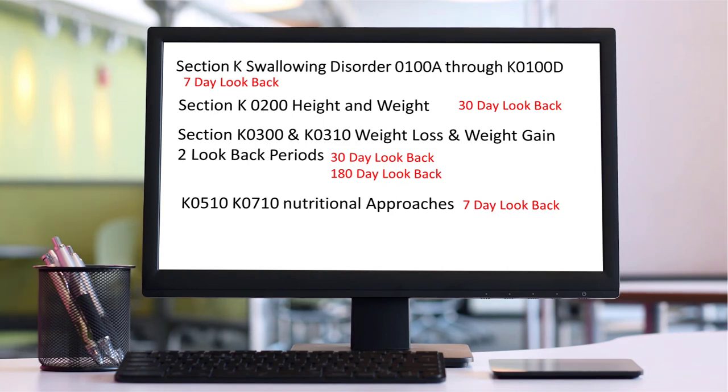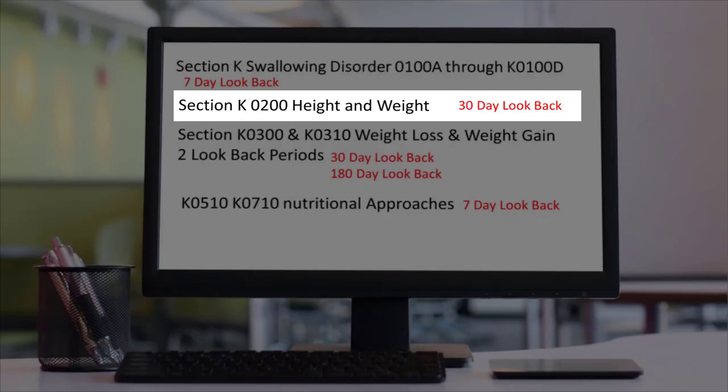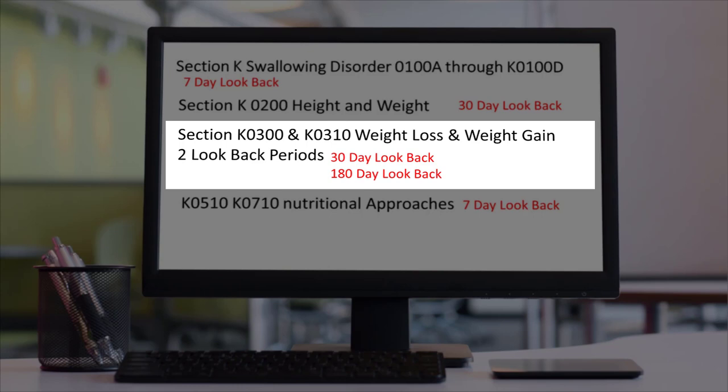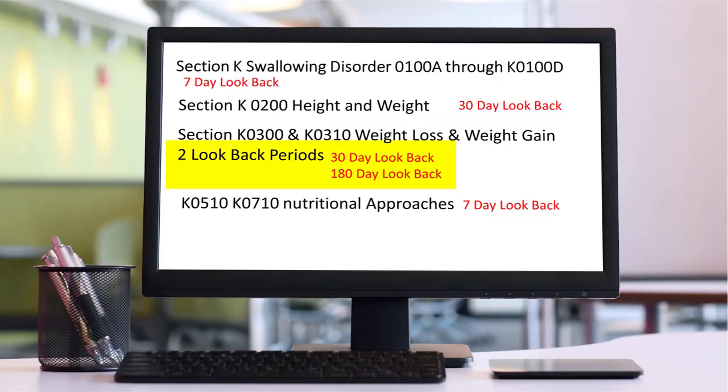K0100A through K0100D have a 7 day look back time frame. Section K0200, height and weight, have a 30 day look back time frame, so you can look back 30 days to obtain that height and weight. Section K0300 and K0310, weight loss and weight gain, have 2 look back time frames. The first time frame is a 30 day look back, and the second time frame is a 180 day look back.